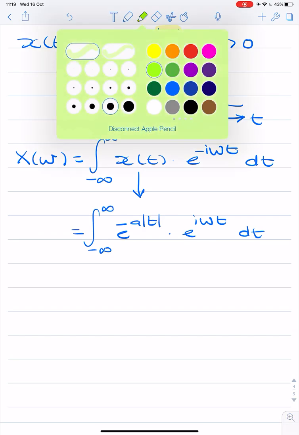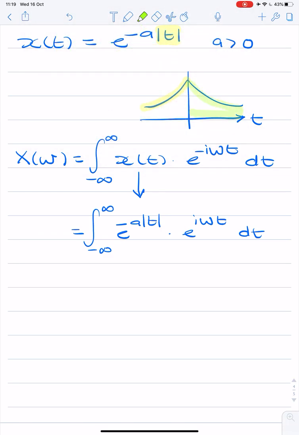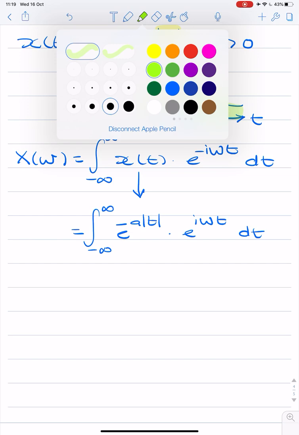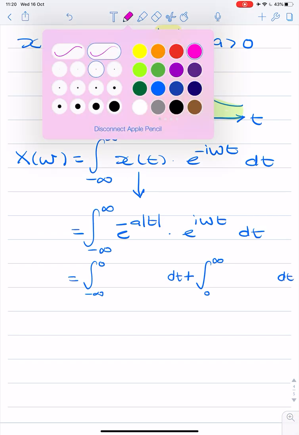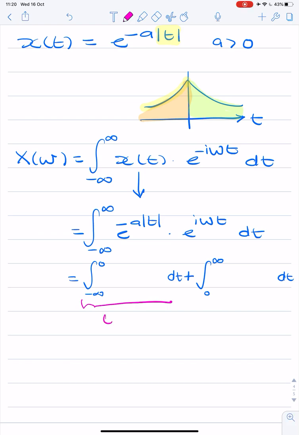Now, because we have this positive side and the negative side, we can split the integral into two. So we can say this is an integral from minus infinity to 0, that's for the negative time, plus an integral from 0 to infinity. So we have two integrals, an integral for t less than 0 and an integral for t greater than 0.